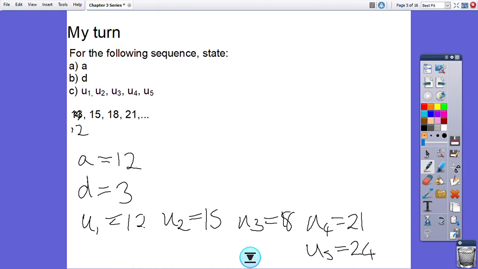Could you, if you could, just copy this down into your notes, pausing the video, and then once you've done that, could you have a go at this example here?